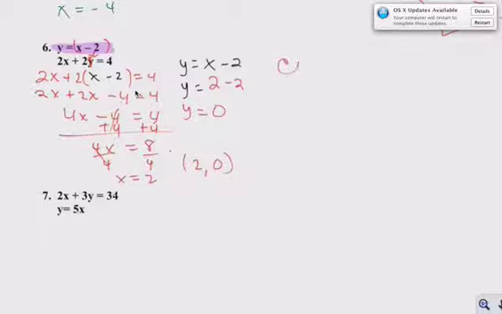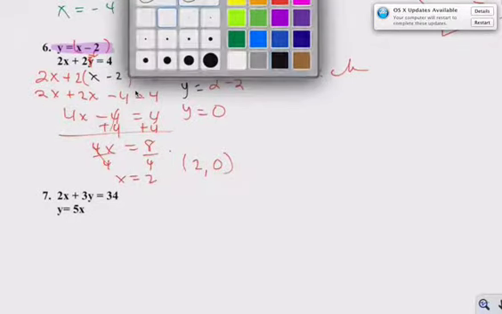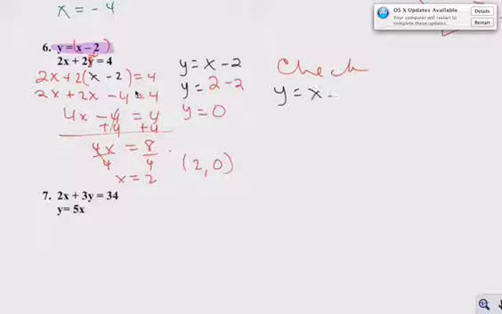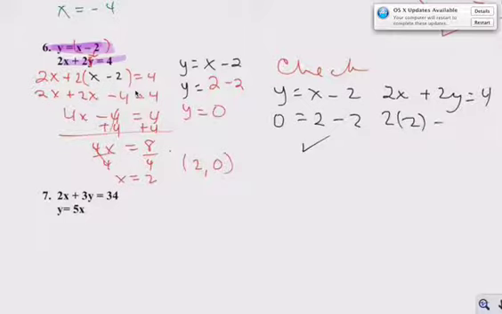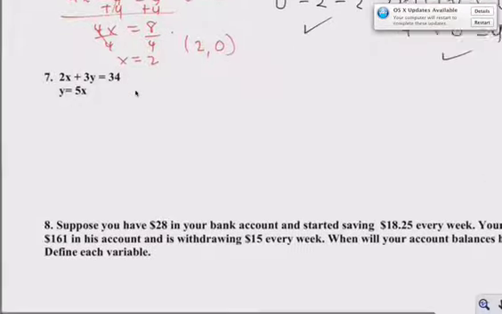Let's check it. Okay, you first write the equations: y equals x minus 2, 2x plus 2y equals 4. I always write it and I double check my eyes to make sure I copy correctly, because I like to copy wrong. Okay, so y is 0 equals 2 minus 2. Yep, that's 0. 2 times x, which is 2, plus 2 times 0 equals 4. Yeah, that's 4 plus 0 equals 4. That's true. Okay, number 7.